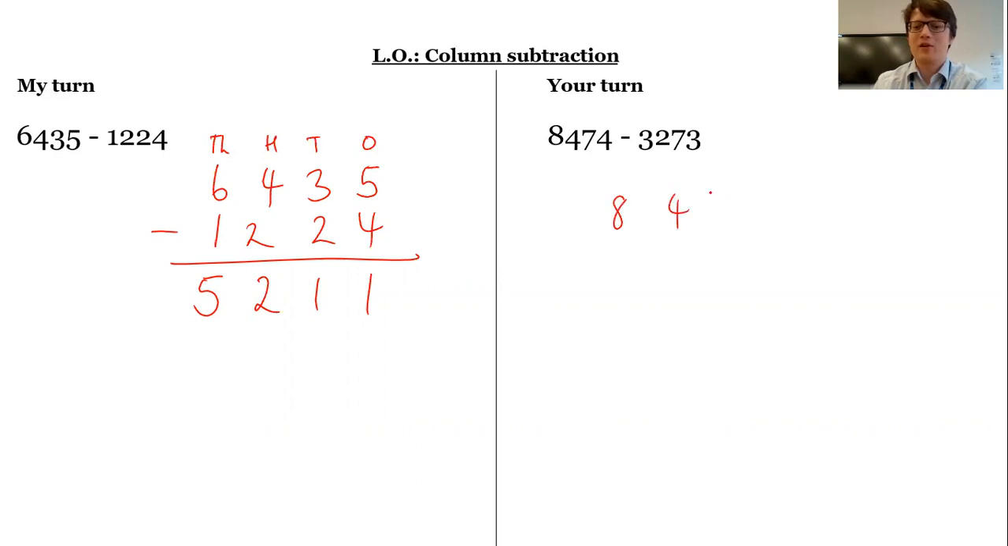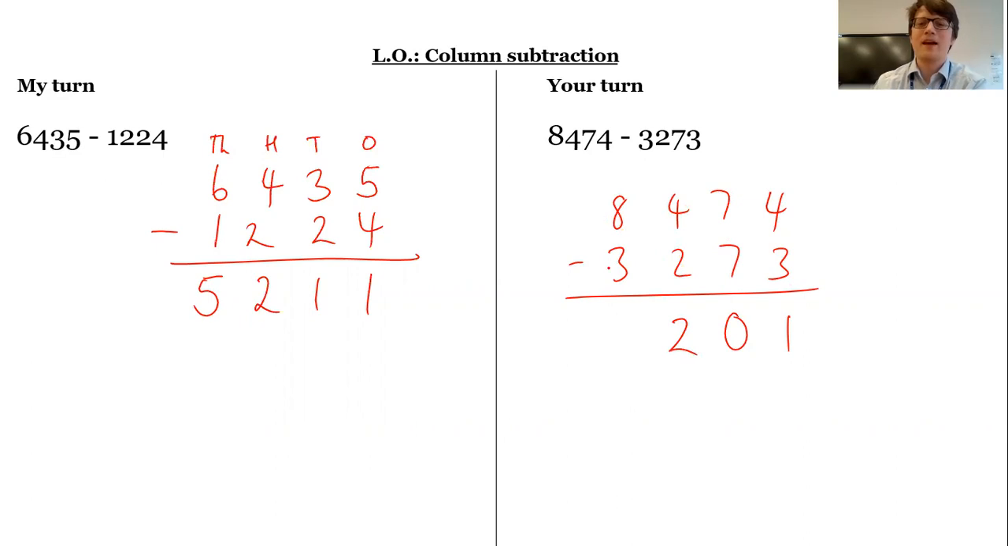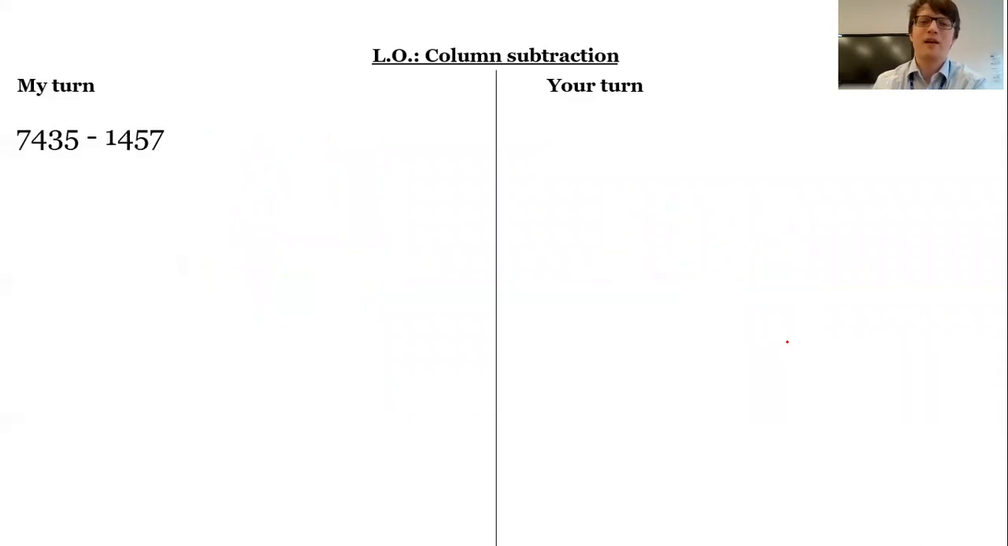Okay, 8,474 subtract 3,273. 4 subtract 3 is 1, 7 subtract 7 is 0, no tens. 400 subtract 200 is 200, 4 subtract 2 is 2. 8 subtract 3 is 5, so 8,000 subtract 3,000 is 5,000, giving 5,201. Now, all fairly straightforward because in that one, we haven't had to do any regrouping. But here, as we're about to see, we're going to have a little bit of a problem.